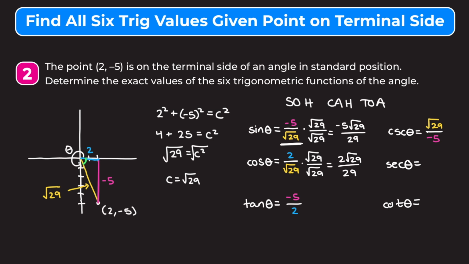If we do the same thing for the cosine, so we're going to flip this one upside down, we're going to get the square root of 29 over positive 2. And now for cotangent, we're just going to flip tangent upside down, so we will get 2 over negative 5. So we're finished with this problem because we found all 6 trig values. Let's go through one more just to make sure we really understand this.